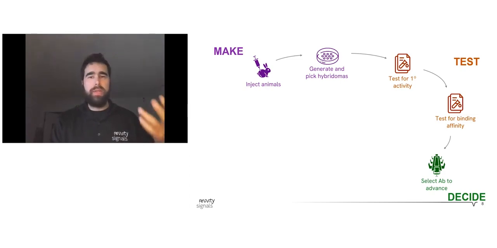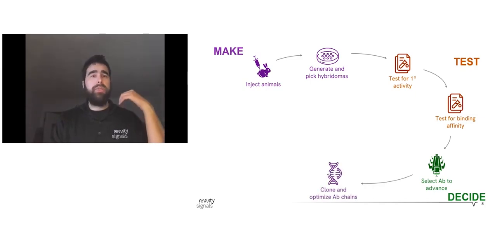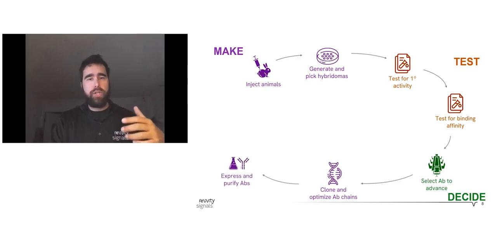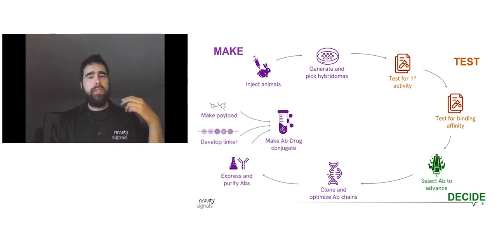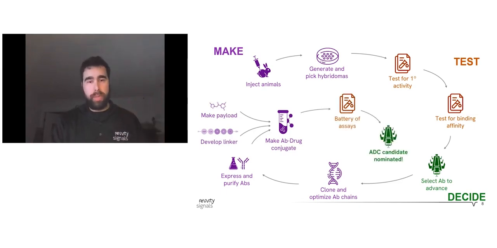Assuming that these candidates meet the criteria that we're looking for, candidate antibodies will be selected for further optimization and expression, binding, humanization for antibody-drug conjugation. And then these antibodies are purified, and we'll need to combine the payload and the linker to generate the ADC, which will then be tested extensively, and finally to the ADC candidate nomination.